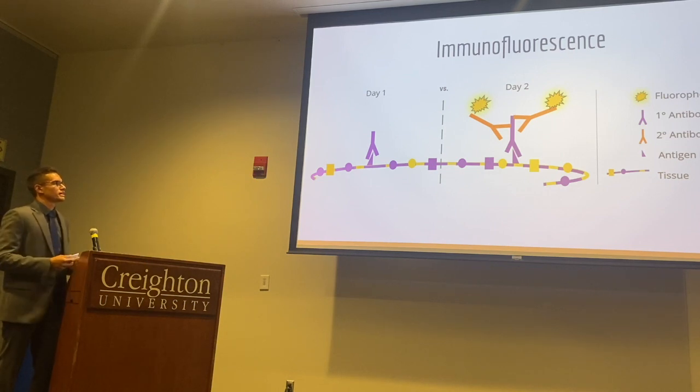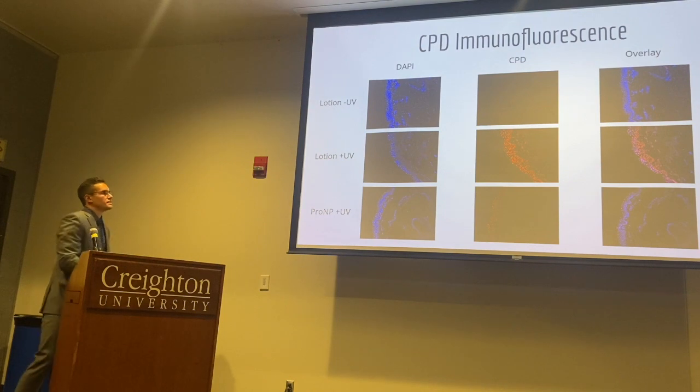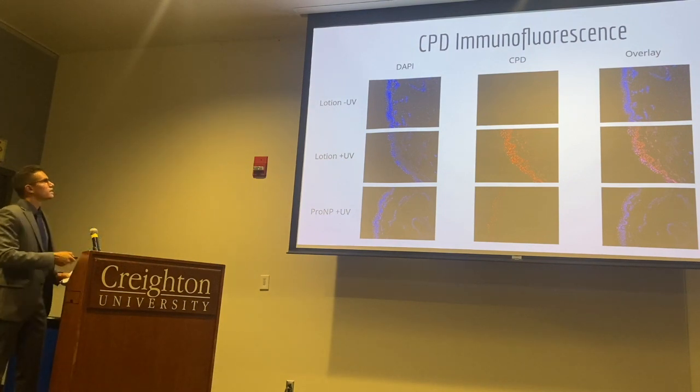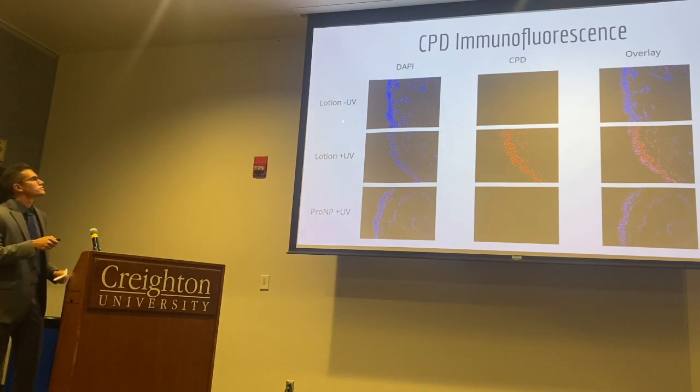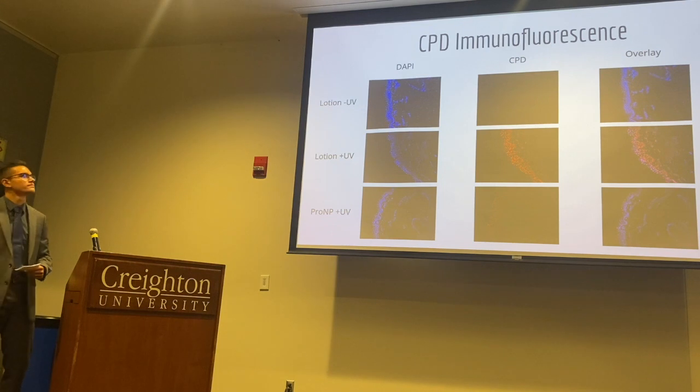These samples were incubated for a day at room temperature, and then after that I applied the secondary antibody and fluorophores in order to produce the images you'll see next. So, these are the CPD immunofluorescence images, and you can see that there's lotion no UV, lotion with UV, and Pro-NP with UV slides here. These are all slides from hour 4.